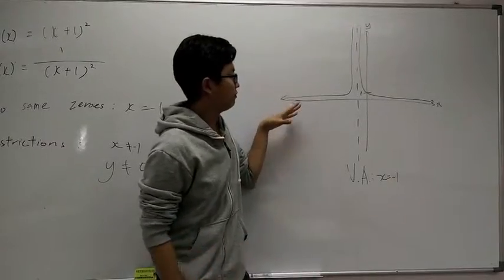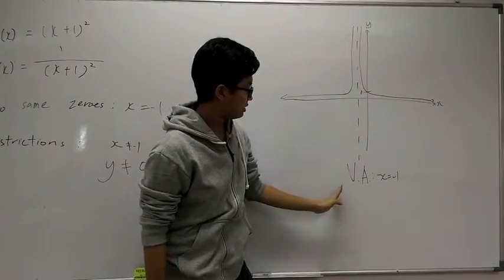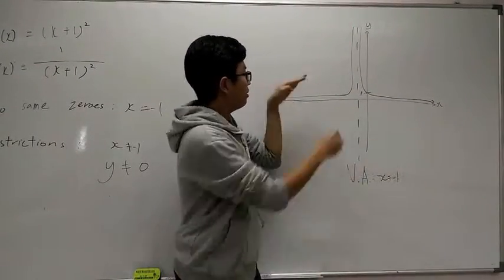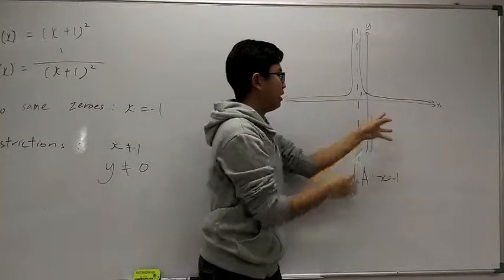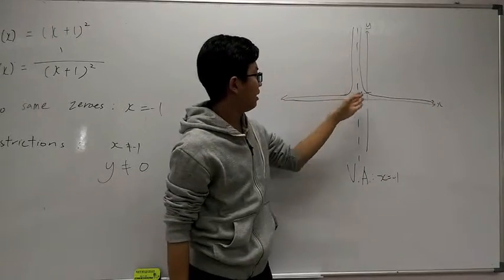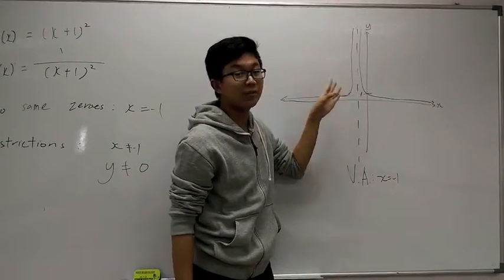Now we look at the graph. The graph has the vertical asymptote of x = -1, but the graph extends to both negative infinity and positive infinity in x. And the y-intercept of the graph is 1.